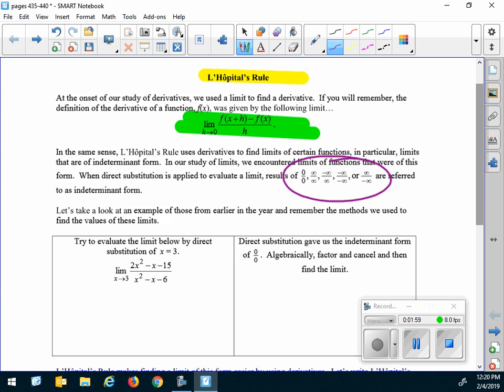These are essentially all the different ways you can come up with indeterminate form. In our study of limits, we encountered limits of functions that were of indeterminate form. When direct substitution is applied to evaluate a limit, results of 0 over 0, infinity over infinity, and so on are referred to as indeterminate form.